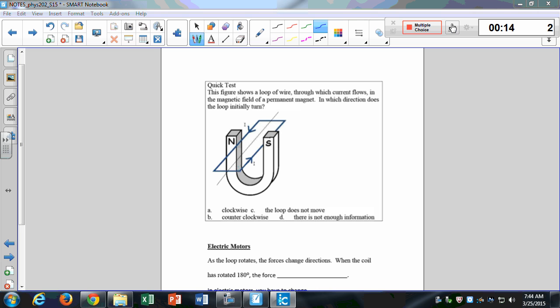What is the direction of the magnetic field in this case? I have this permanent magnet, north, south. What's the direction of it, to the left or right? It's to the right. The magnetic field always goes from north to south pole. So my magnetic field is to the right. And I want to know what direction this loop turns. Does it go clockwise, counterclockwise? Does not move at all? Or there's just not enough information? The axis here is this line.